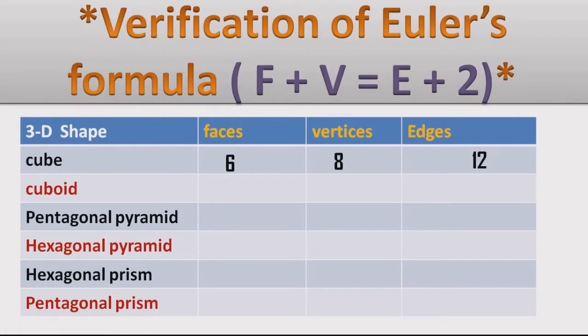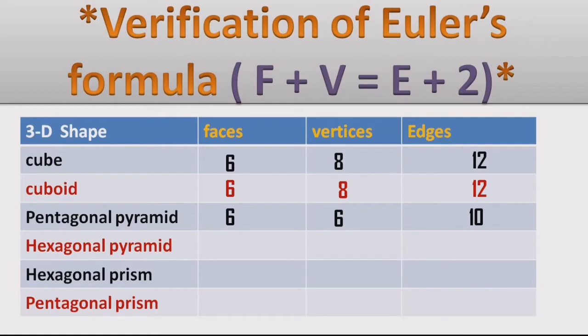For the cube, it has 6 faces, 8 vertices and 12 edges. Same goes with the cuboid, because they are one and the same type of prism, that is quadrilateral prism. For the pentagonal pyramid, we have 6 faces, 6 vertices and 10 edges. Now for these 3 solid figures, we will try to verify Euler's formula.